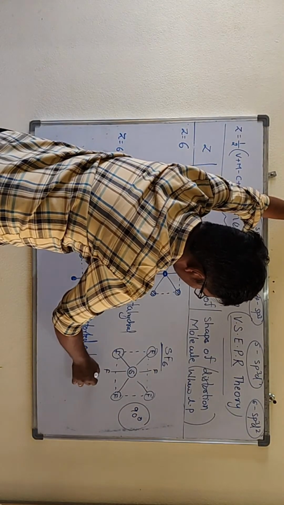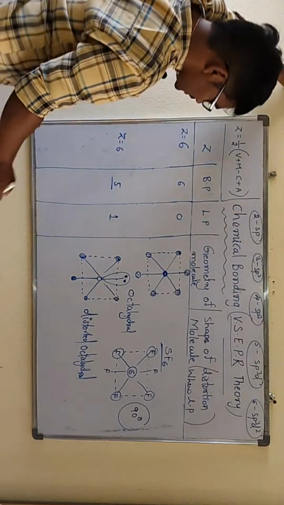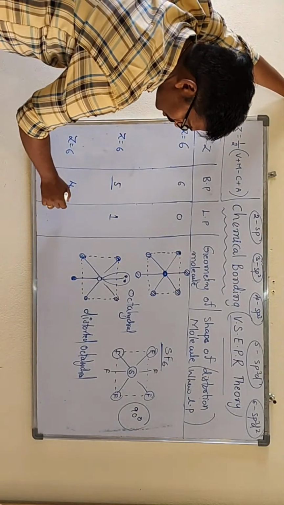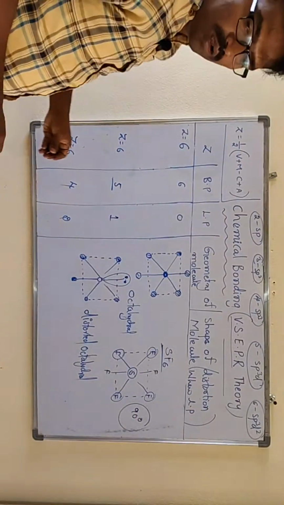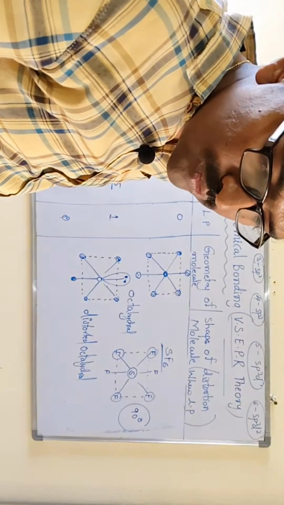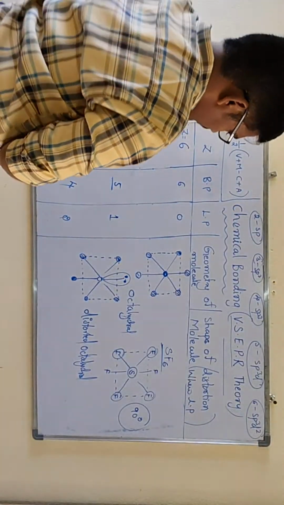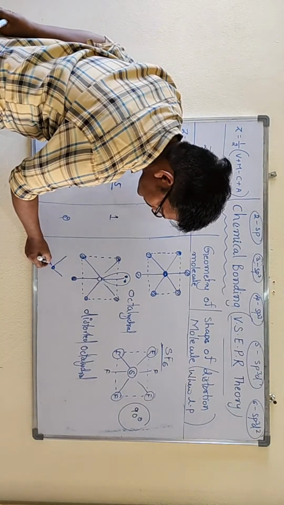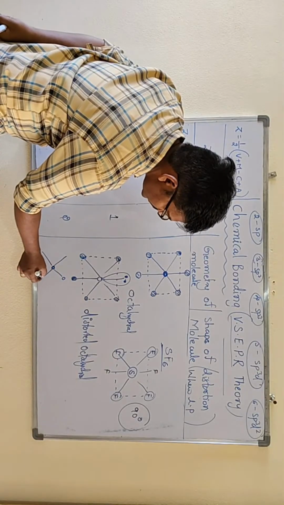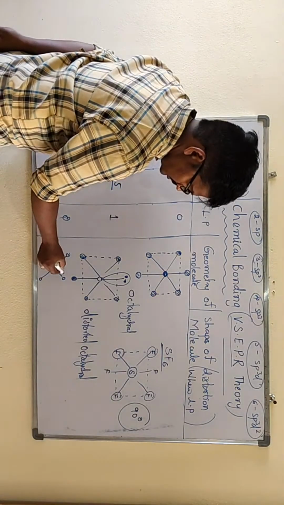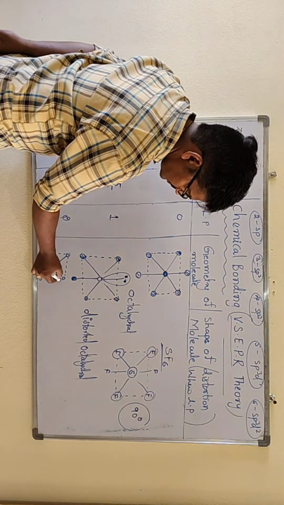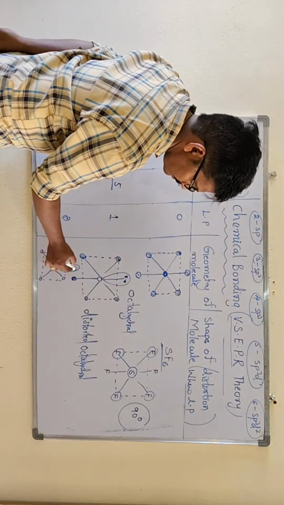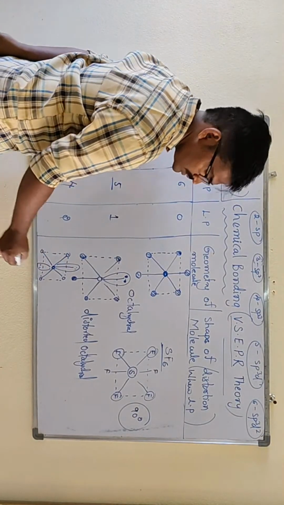In case the Z value is 6, with bond pairs 4 and lone pairs 2, at that time we call it square planar. The central atom is surrounded by only 4 bond pairs. Then above the plane there is 1 lone pair of electrons, and below the plane 1 lone pair of electrons.